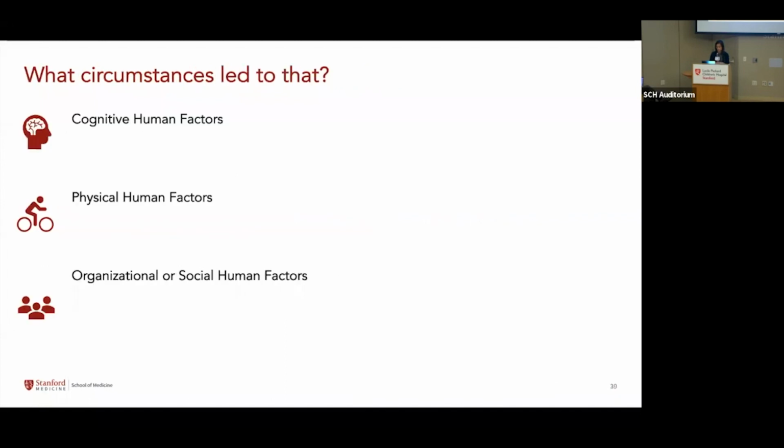If we use the human factors construct of cognitive, physical, and organizational human factors, we can break down the answers you might get in a debriefing to this question and put them into buckets. So from a cognitive perspective, maybe team members will say, oh, we didn't do that because I was distracted, or I was unaware that there was a change in the patient's vital signs.